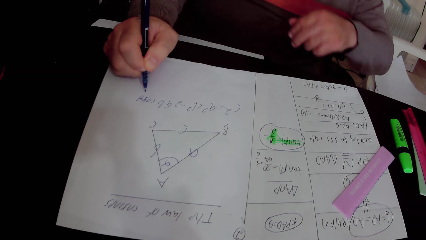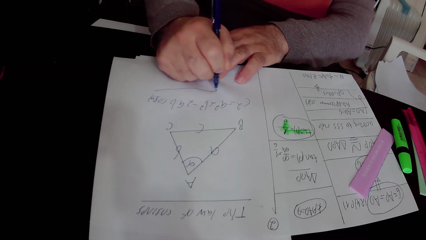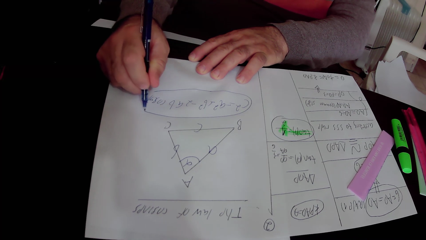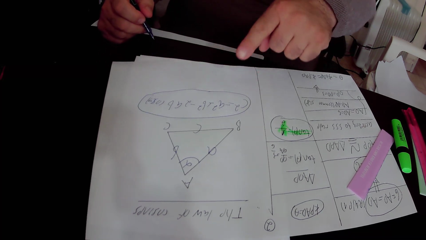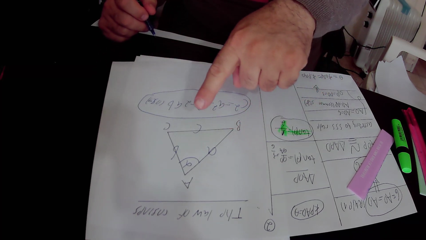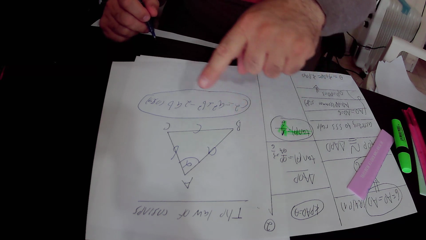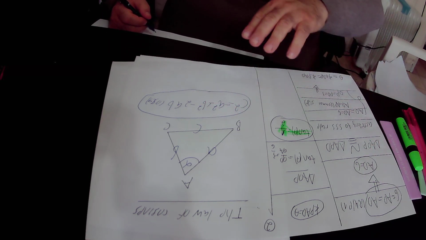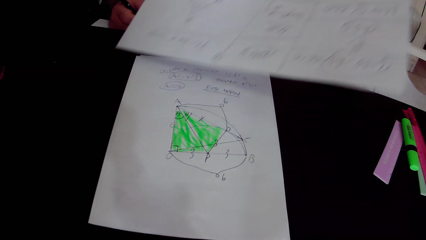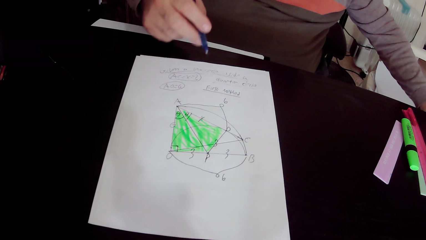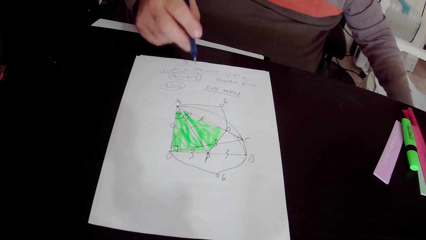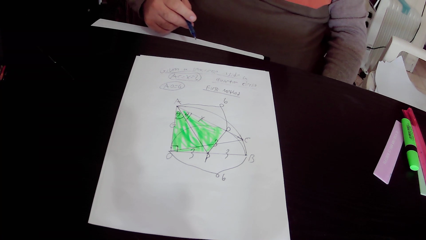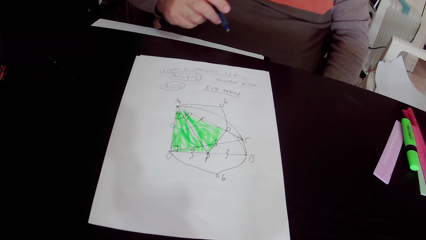I'll repeat again, in any triangle, this equation is true: C squared equals A squared plus B squared minus 2 times A times B times cosine alpha. So we will implement the law of cosines in triangle AOC. We'll copy the triangle AOC on a new page and implement the law of cosines in this triangle.